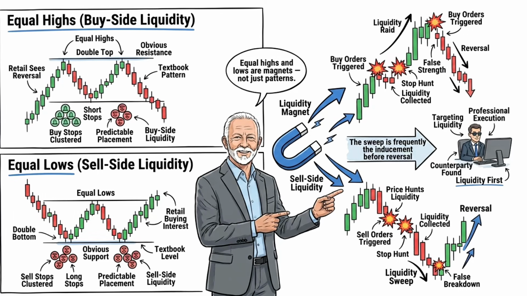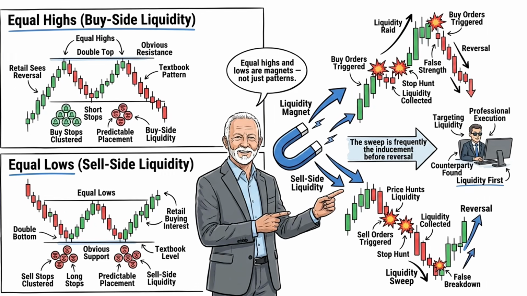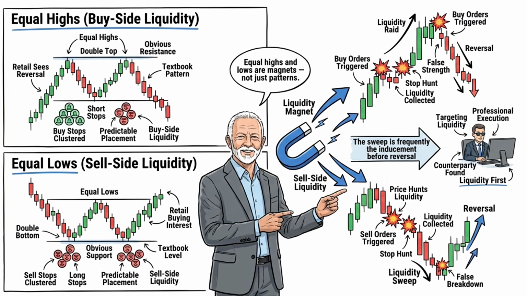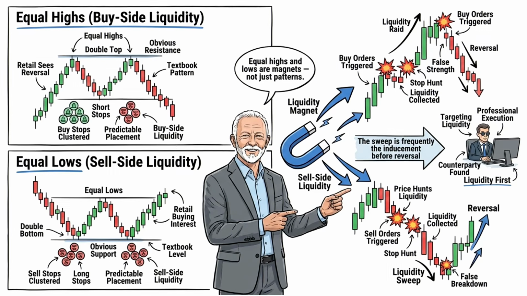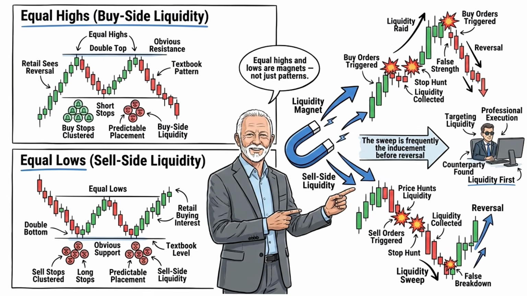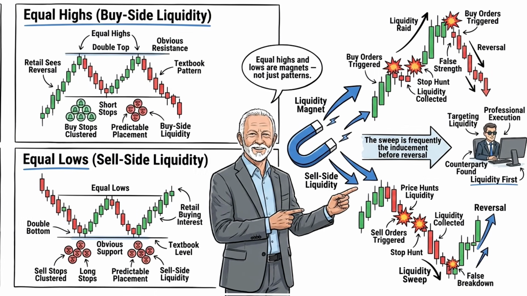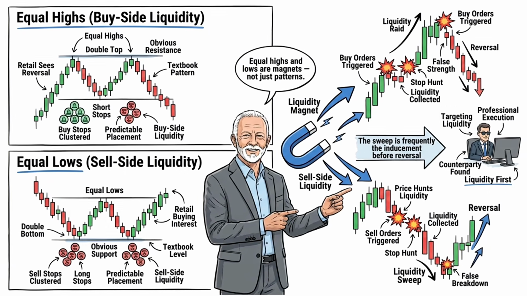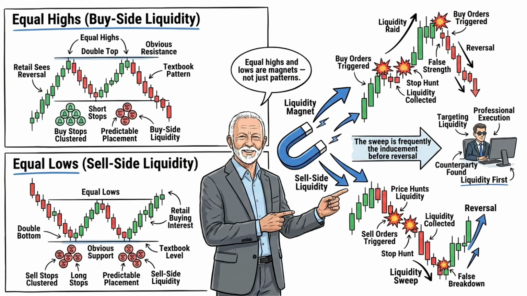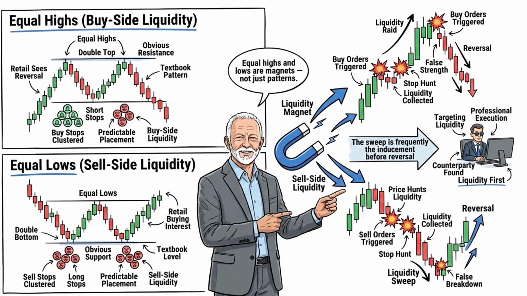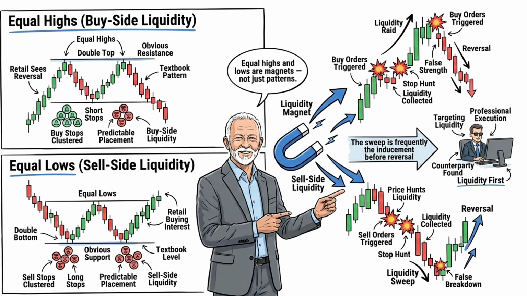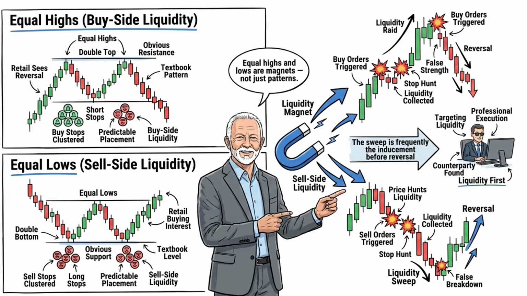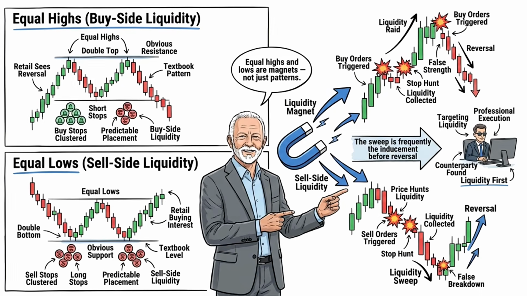Trap number 2, equal highs, equal lows. When price forms 2 or more highs at nearly the same level, every retail trader sees a double top and places their stop just above those highs. In smart money concepts terminology, those equal highs are a magnet. Price will frequently run directly into that level, triggering all the stops sitting above before reversing hard. This is a liquidity raid. The same applies to equal lows.